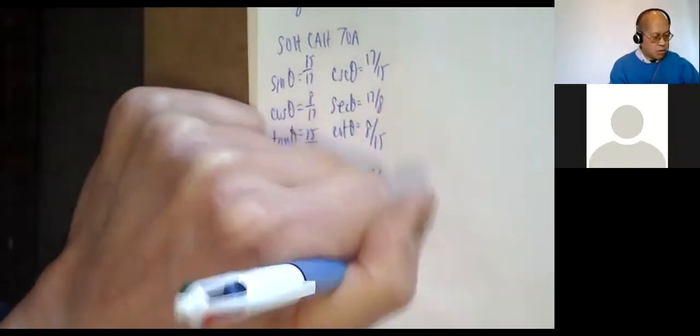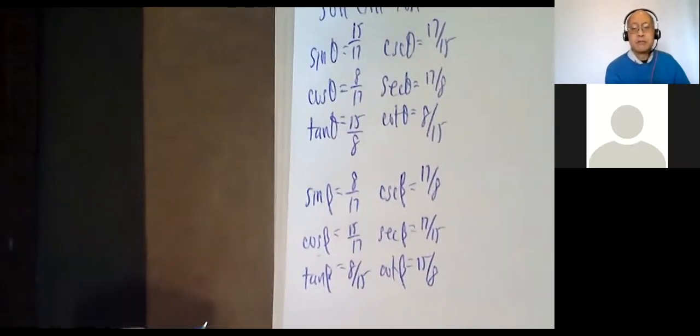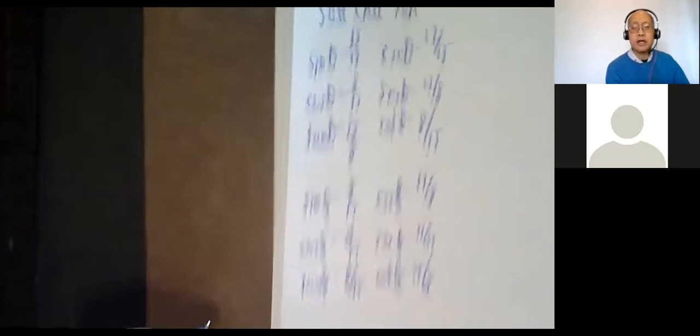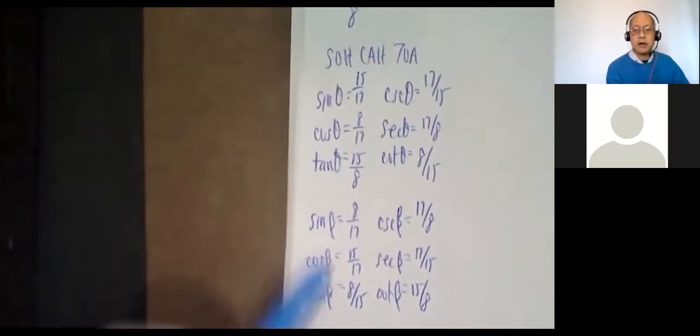Then just flip these guys. 17 over 8, 17 over 15, 15 over 8. All right, that's it. So the problem's finished. I'll dig a little deeper, but we've said this before. The sine of theta is the same as the cosine of beta, right? 15 over 17, 15 over 17.